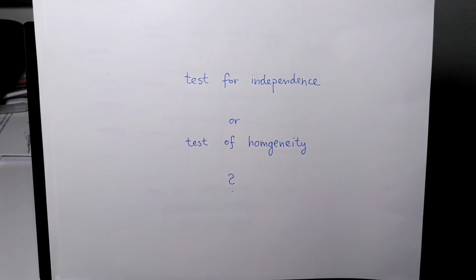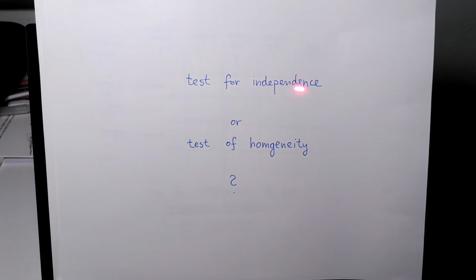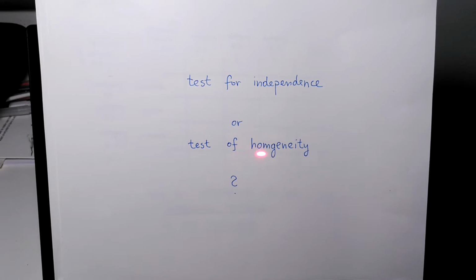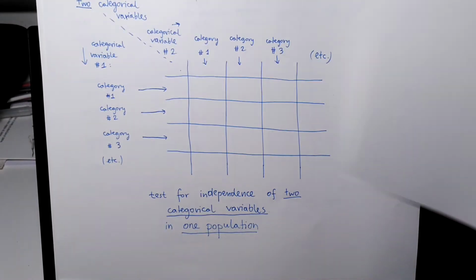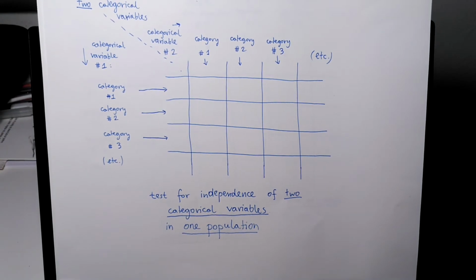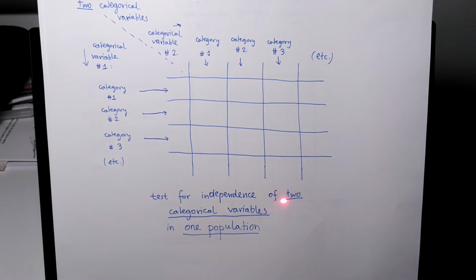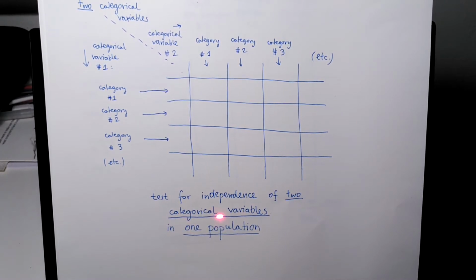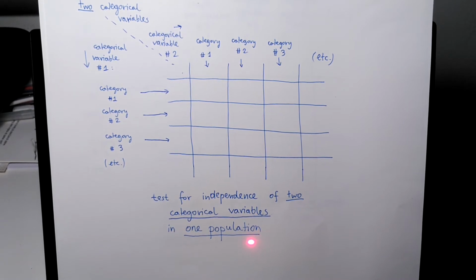When you carry out a chi-square test using a contingency table, you may be wondering, is it a test for independence or a test of homogeneity? To answer this question, look at the full name of the test. The test for independence of two categorical variables in one population.